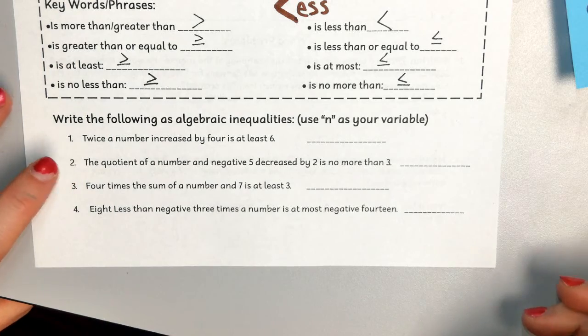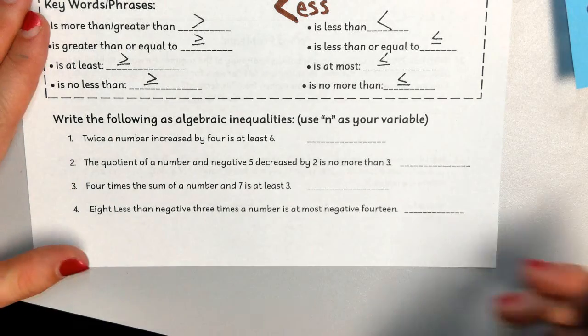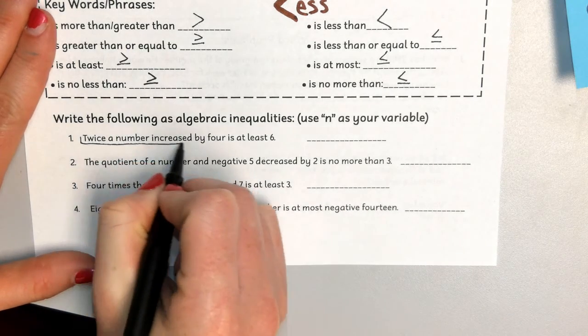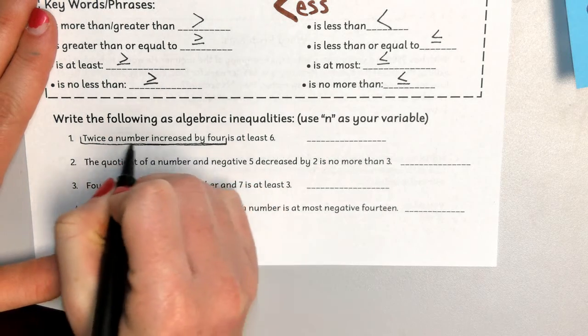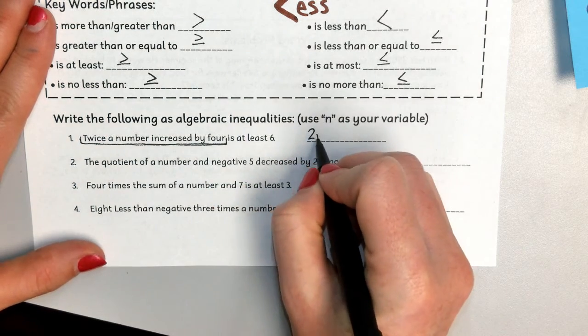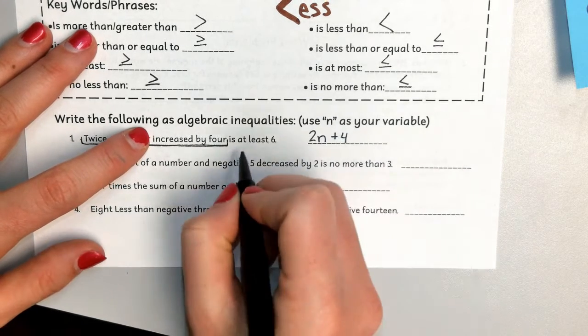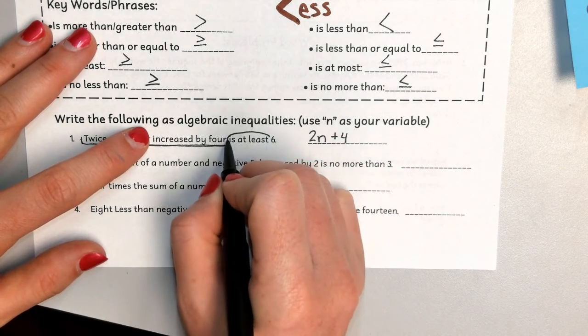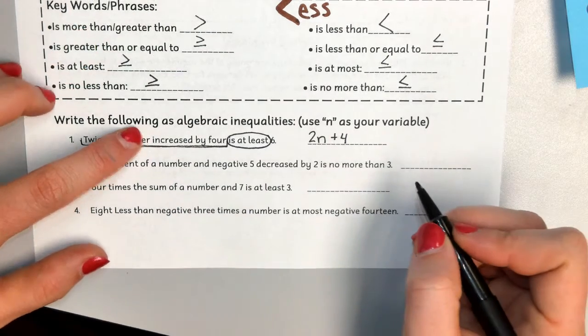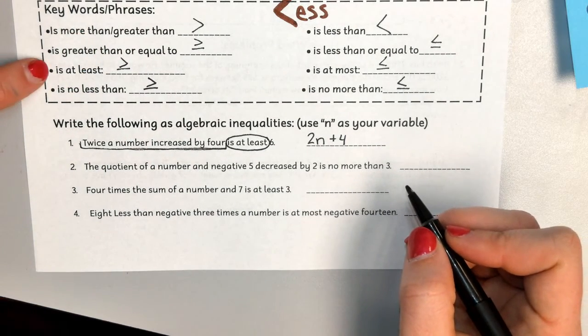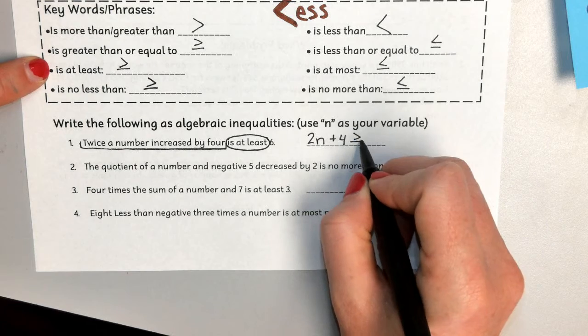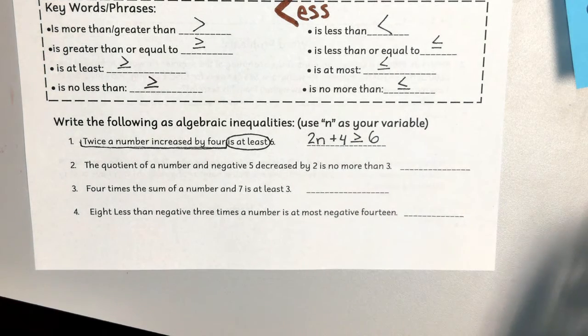Number 1 says twice the number increased by 4 is at least 6. So twice the number increased by 4, we've done this part before. Twice the number would be 2n. Increased by, we're adding 4. And this part is new. Is at least is what sign? Greater than or equal to 6.